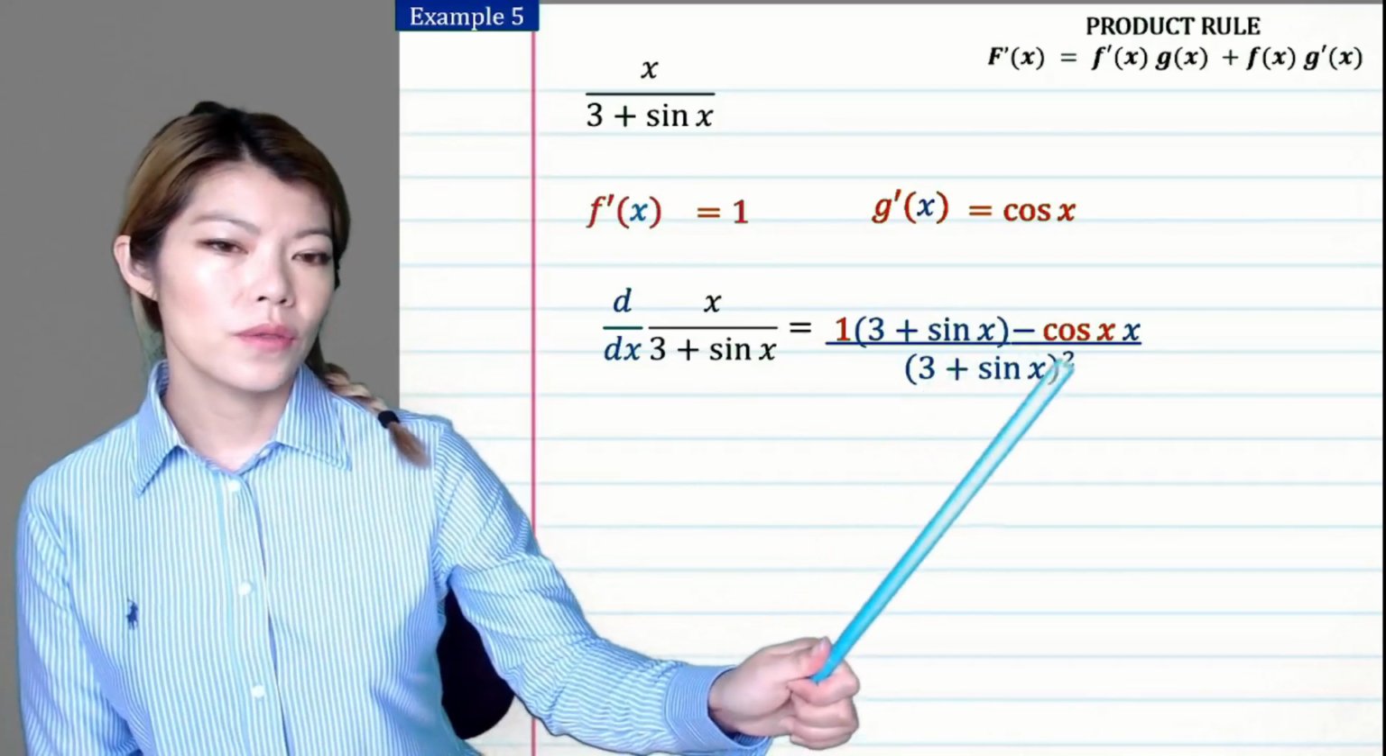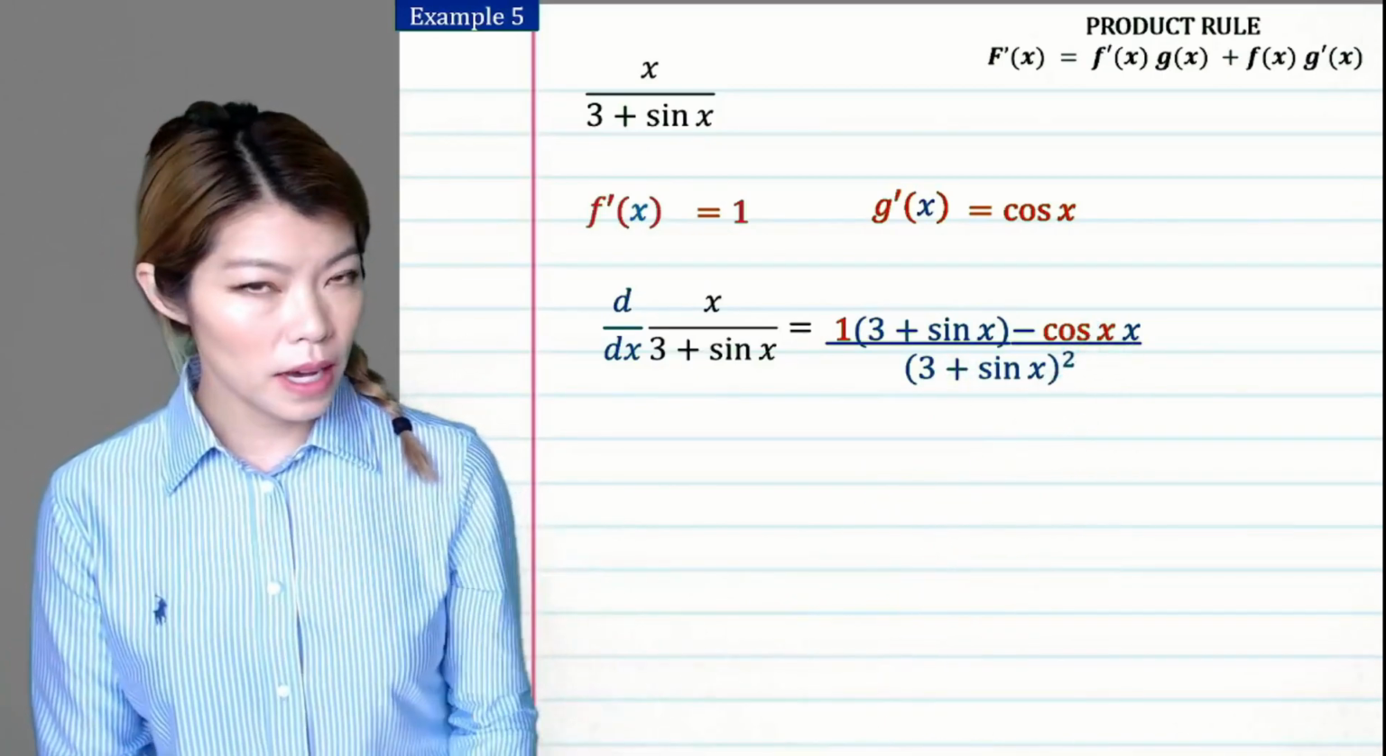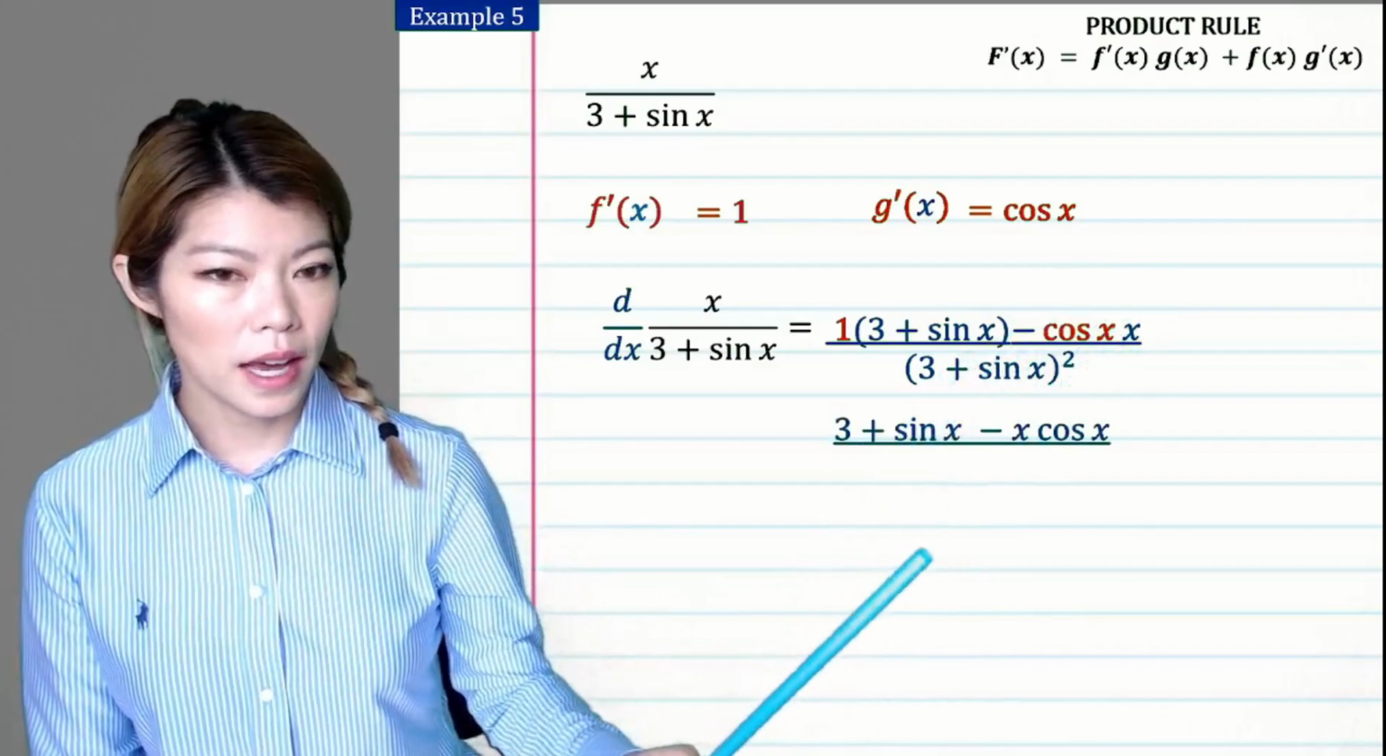Now be very careful with this question. Cos x and x does not become cos x squared, but x should be written at the front like so.